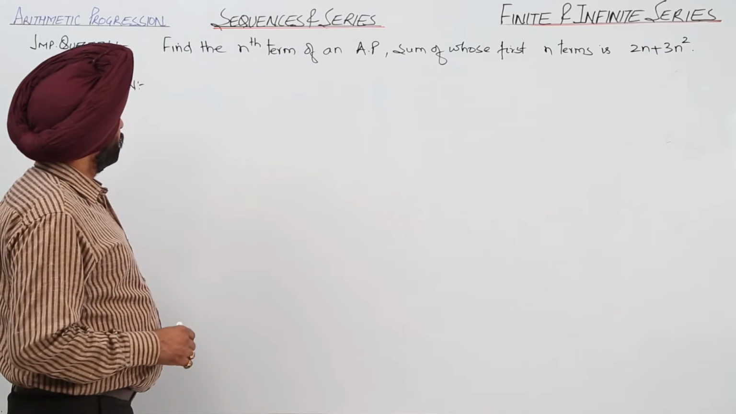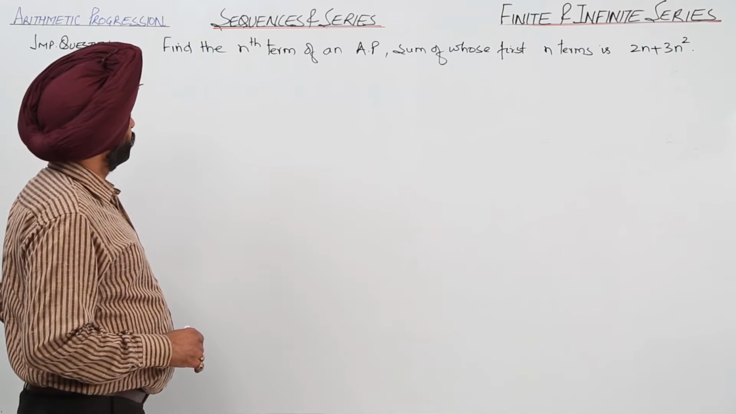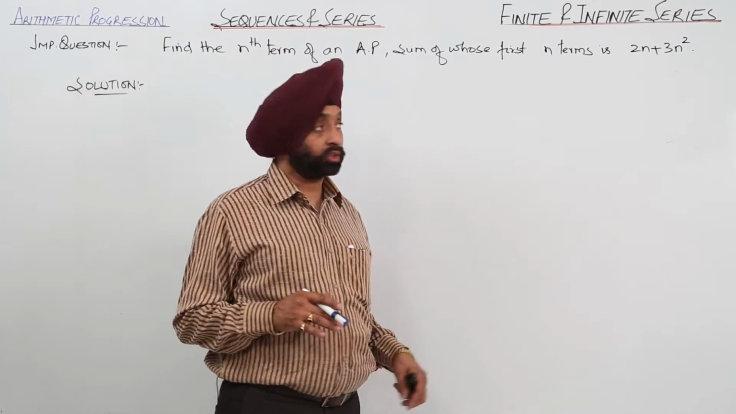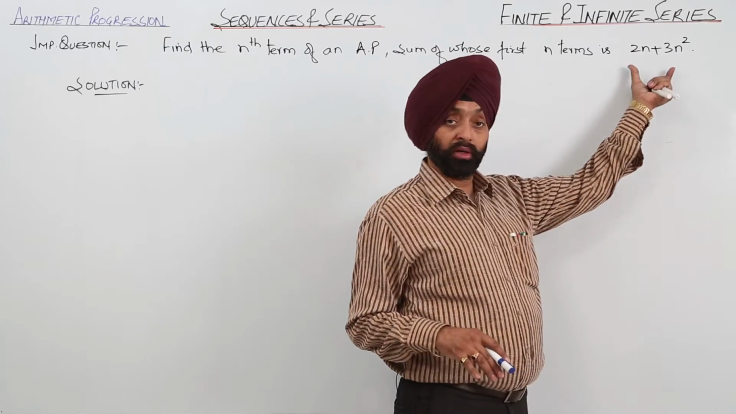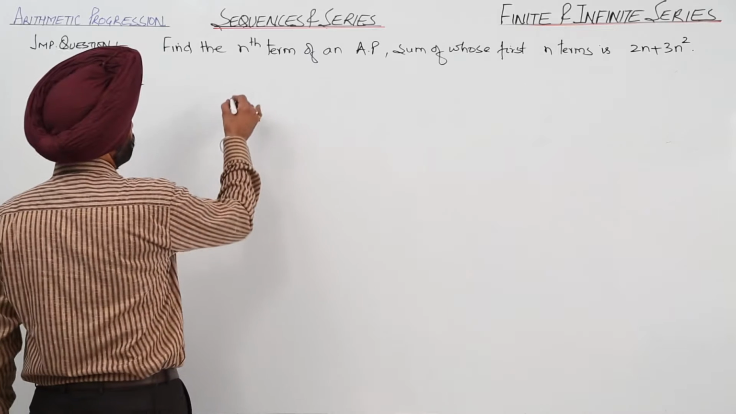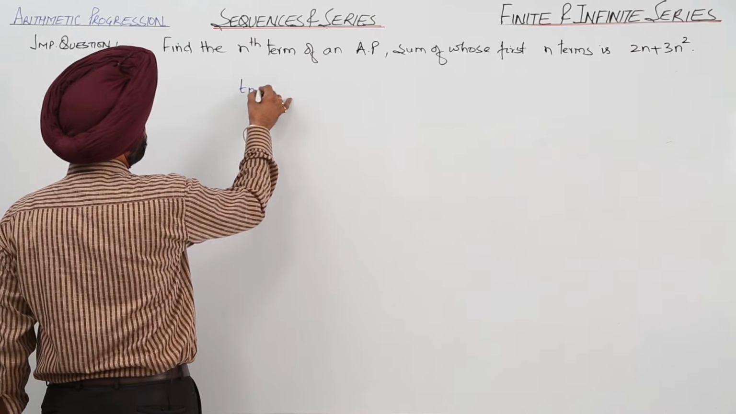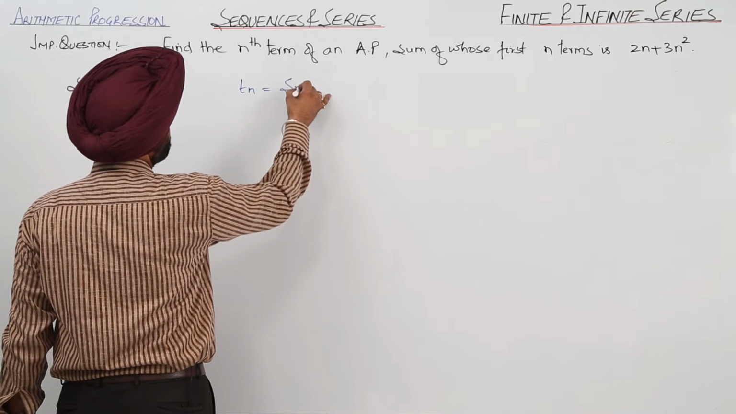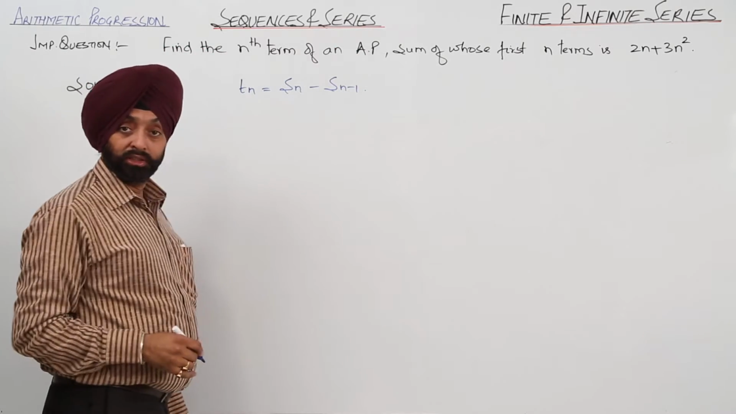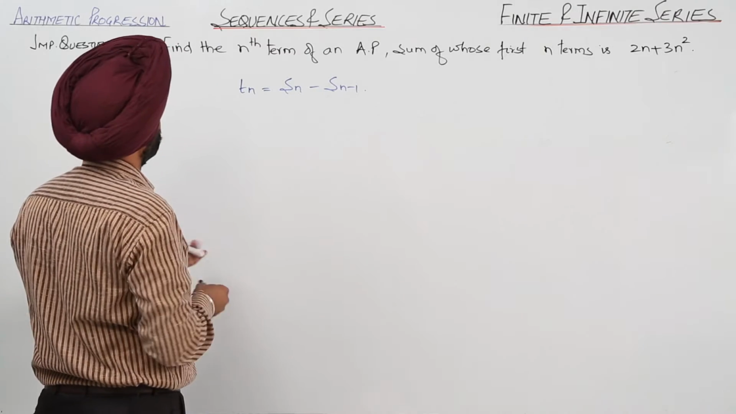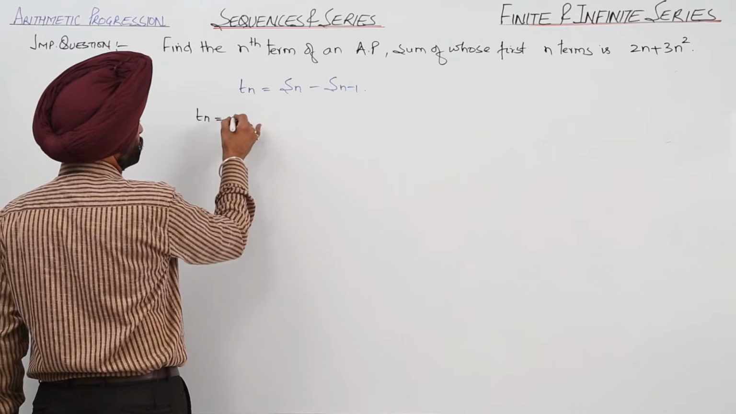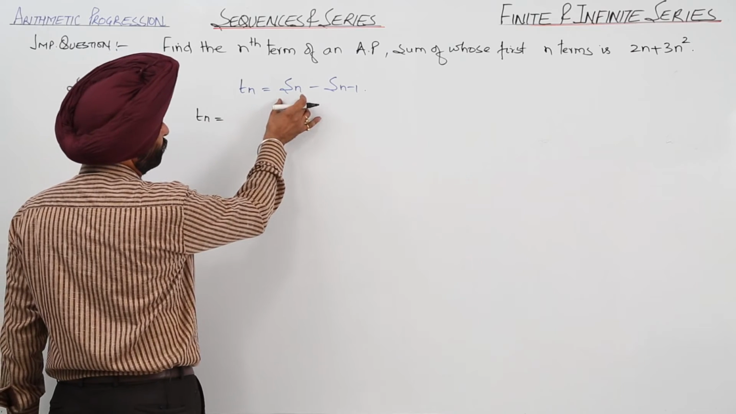Now, the nth term of an AP, we have to find it, whose sum of first n terms is 2n plus 3n square. So the basic thing is this formula is for the sum of n terms. We have already done that Tn is equal to Sn minus Sn minus 1. Is it clear? So now we have to find Tn. Nth term means Tn.